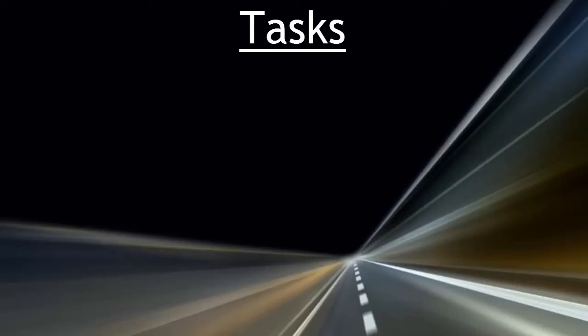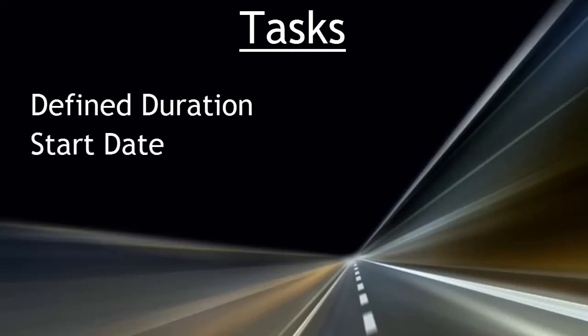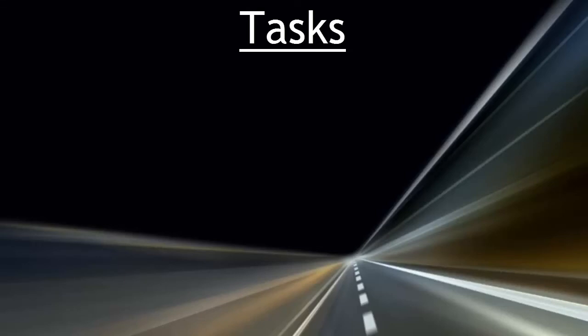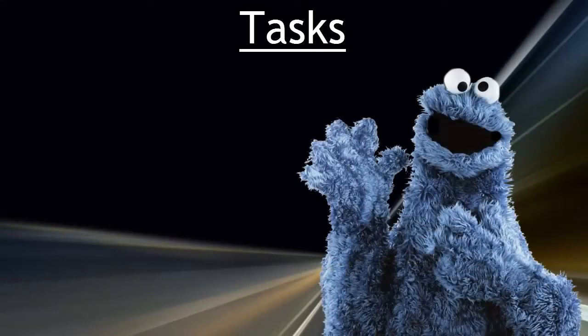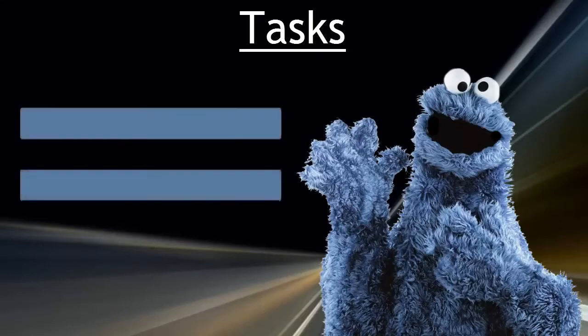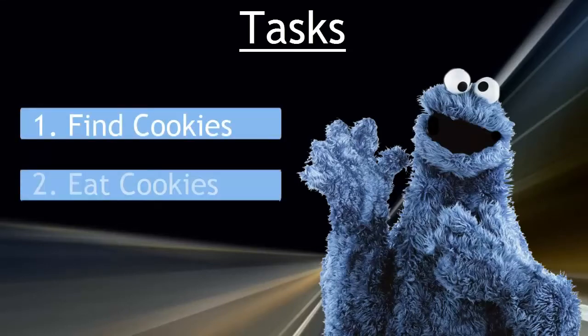Tasks. A task is an activity that has a defined duration, start date, and end date. All project schedules are composed of tasks. For example, if the PM, Cookie Monster, made a schedule, it would probably be composed of two main tasks. 1. Find cookies. 2. Eat cookies.